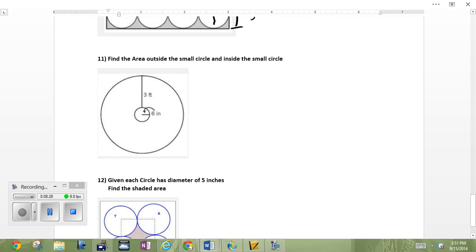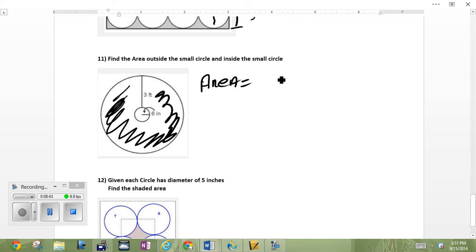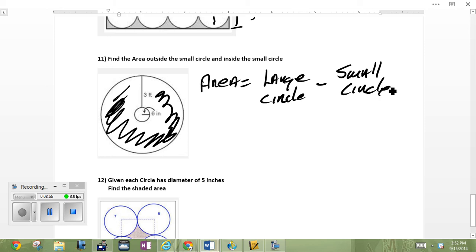Find the area outside the small circle and inside the large circle, okay? So there you have that. That's the area in question. So it makes sense that the area is going to equal the large circle area minus the small circle area. Now you have to watch this because here, this is in inches, this is in feet, okay? So we have to be consistent. What do we want, inches or feet, okay? I'm going to go to feet. 6 inches equals 1/2 a foot.